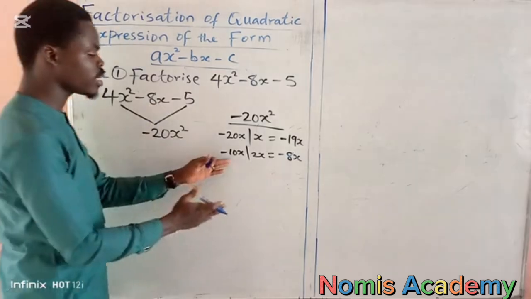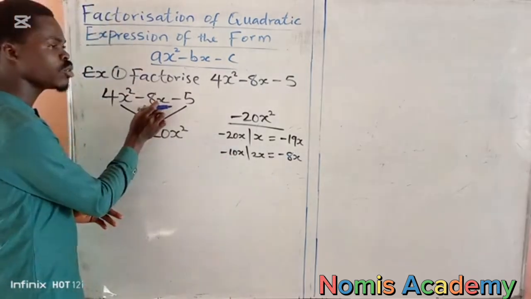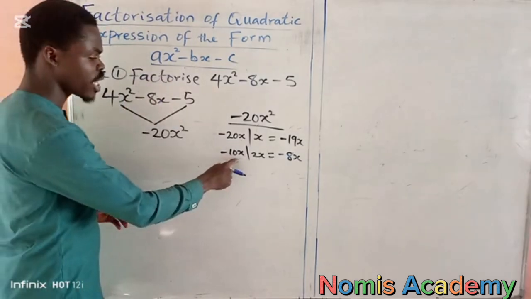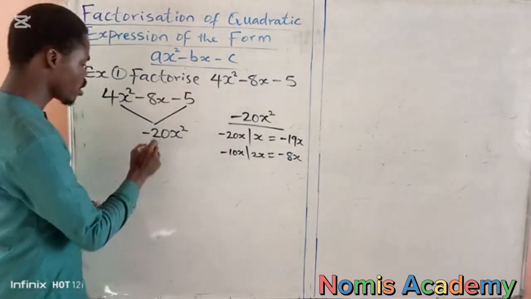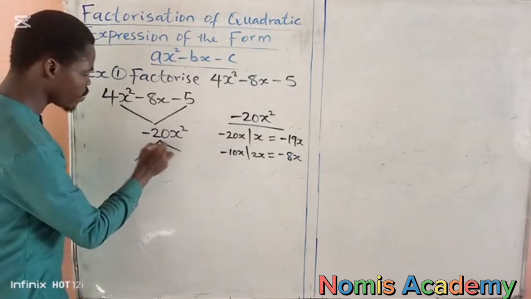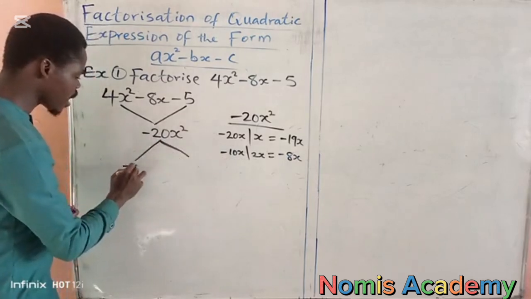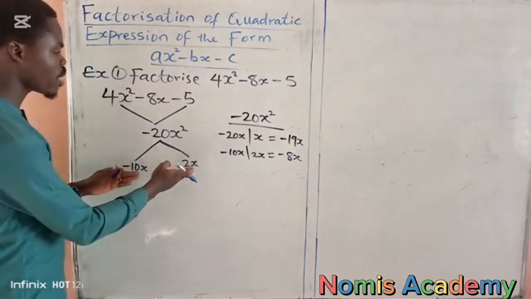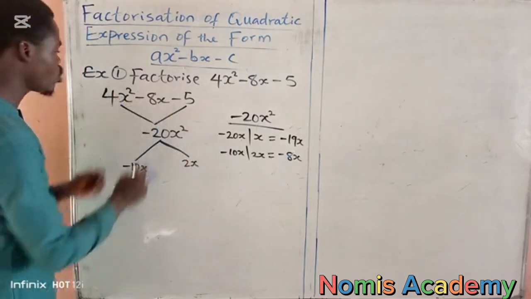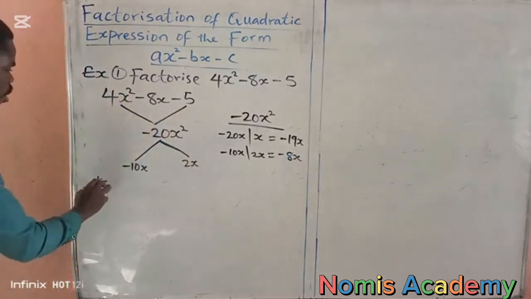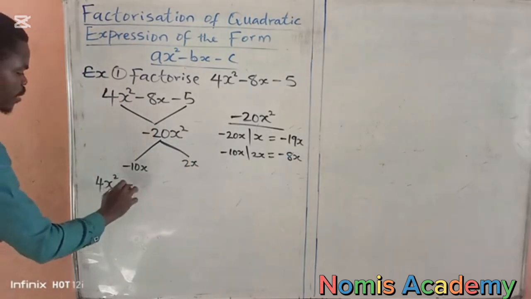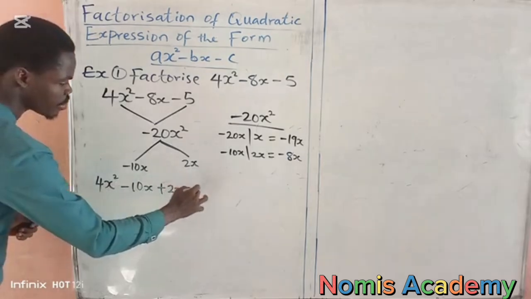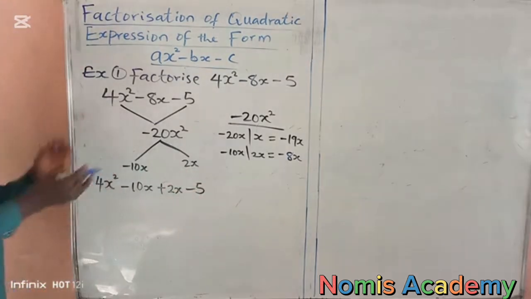So I'm going to place these two factors in the middle term. So instead of writing minus 8x, I'm going to write minus 10x and 2x. The required factors are minus 10x and 2x, so I'm going to write them in place of the middle term. So that will be 4x squared minus 10x plus 2x minus 5.